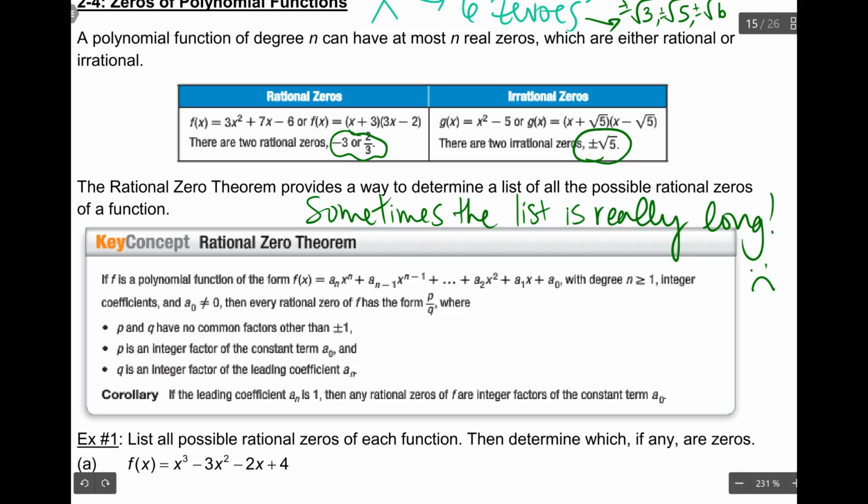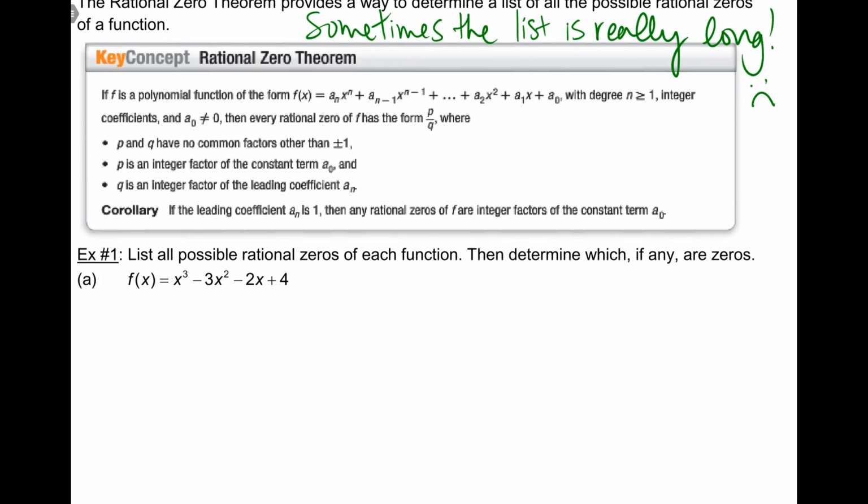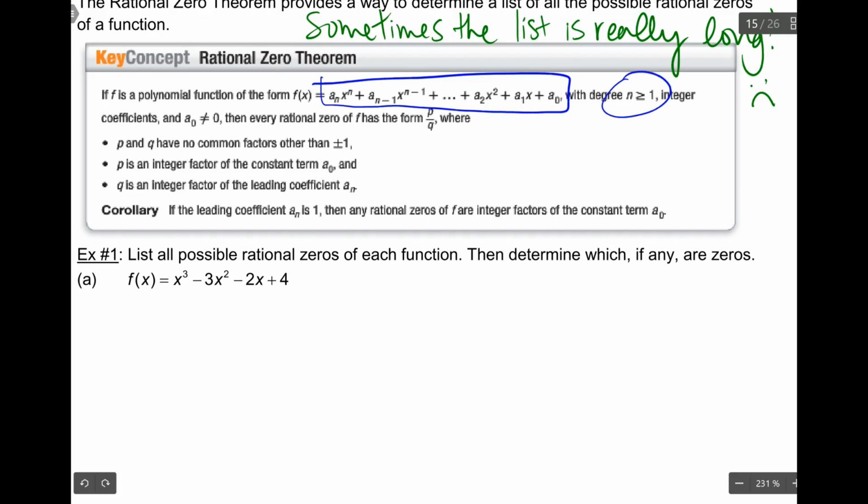So the next question is, how do we actually do it? Let's say you're given a polynomial, and the degree is greater than 1. That means we don't have any 0 exponents, and our largest degree isn't like x to the -1. So our degree is larger than 1. We have integer coefficients, and our a0, which is this constant, does not equal 0. Then every rational zero of f has the form p over q.